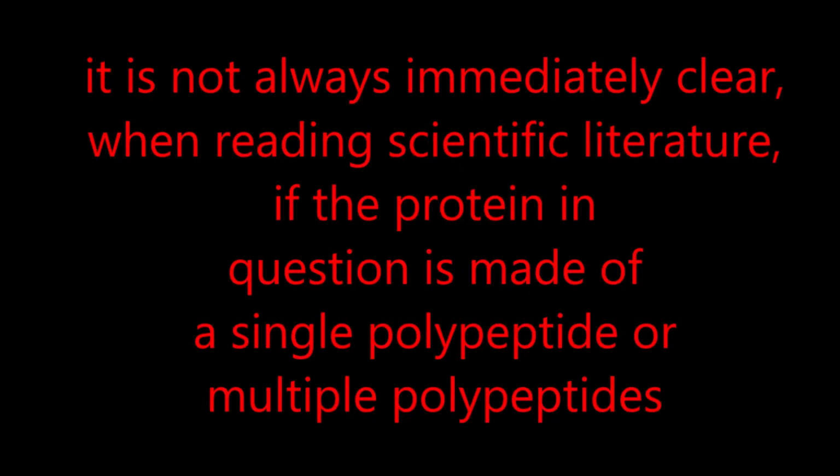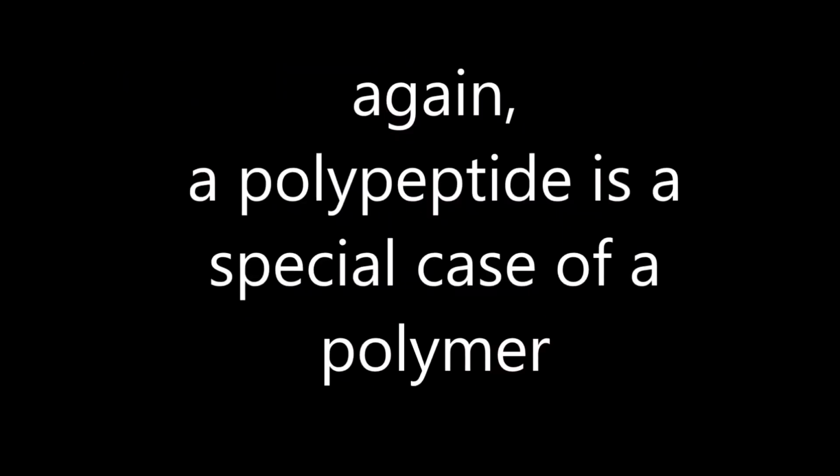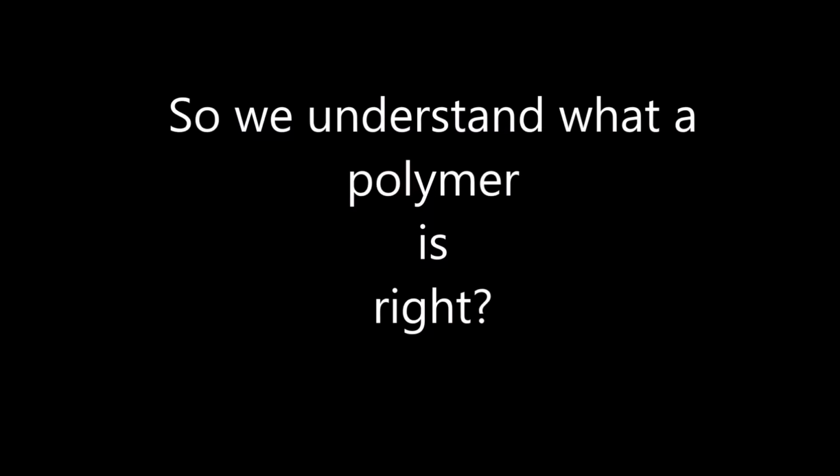The singular word polypeptide at least indicates when we are talking specifically about a single polymer chain of amino acids, whereas the plural word polypeptides indicates we are talking about multiple polymer chains of amino acids. Also, just to emphasize again, a polypeptide is a special case of a polymer. So, we understand what a polymer is, right?